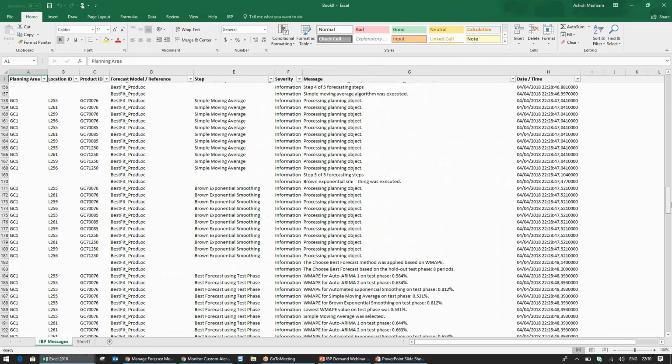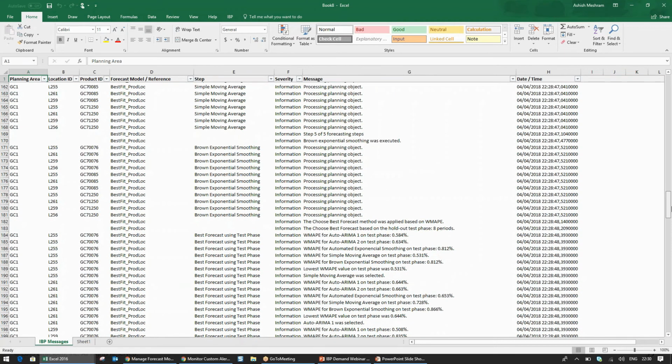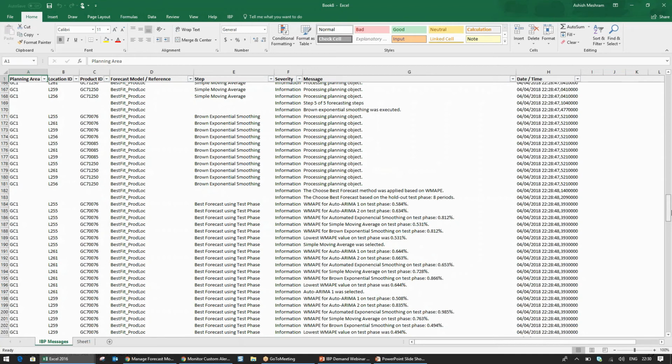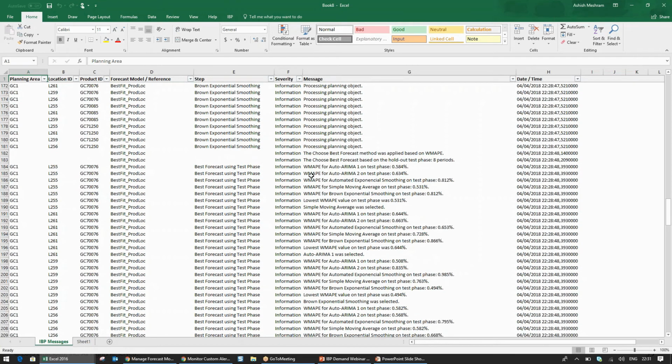So here you can see all the algorithms are running, and then when this best forecast phase is started in the test phase, you can see the MAP for all the algorithms. For this particular example, you can see for ARIMA 1 and seasonal ARIMA, you can see the MAP percentage, and the lowest MAP was for your simple moving average, so it got selected.